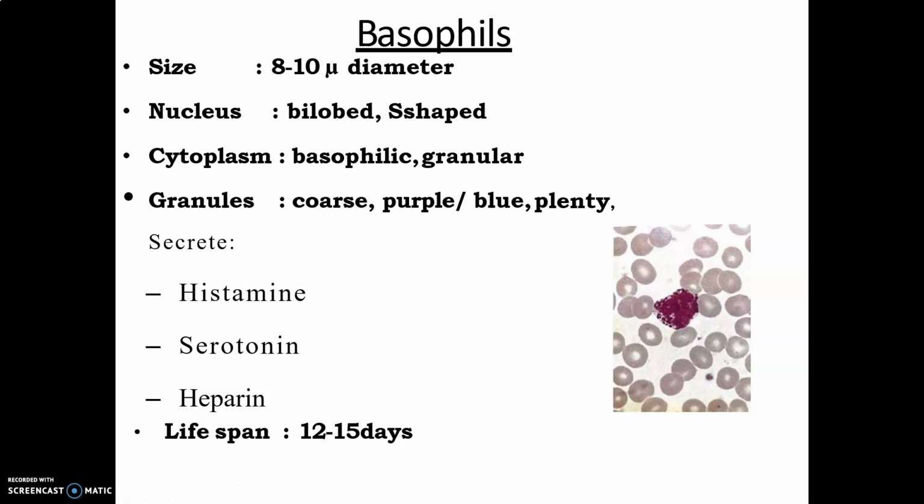Next, we talk about basophils. Basophils are a very important type of the WBCs or the leukocyte. They have a size of almost 8 to 10 micrometer. They have a bilobed nucleus again, which is S-shaped. The cytoplasm is basophilic. As I told you, it can be dyed with a basic dye.